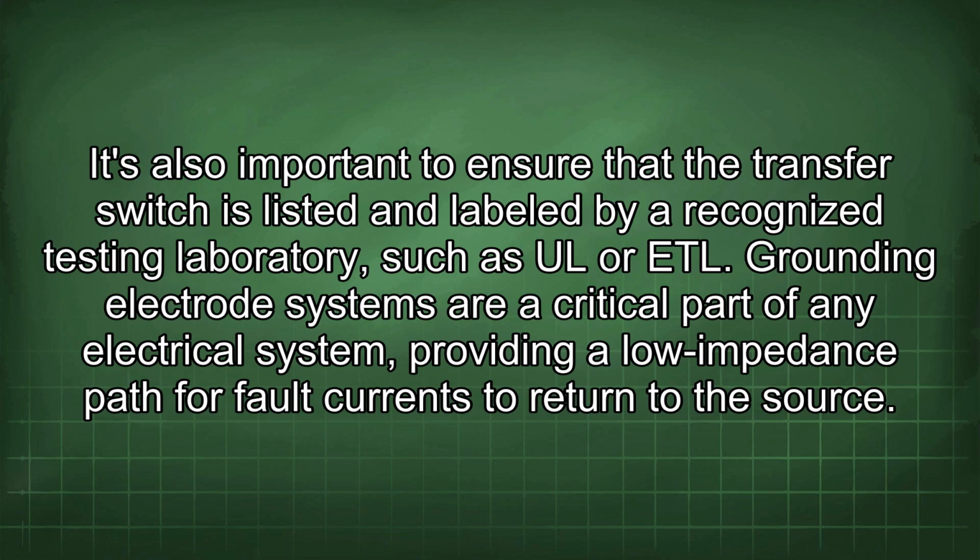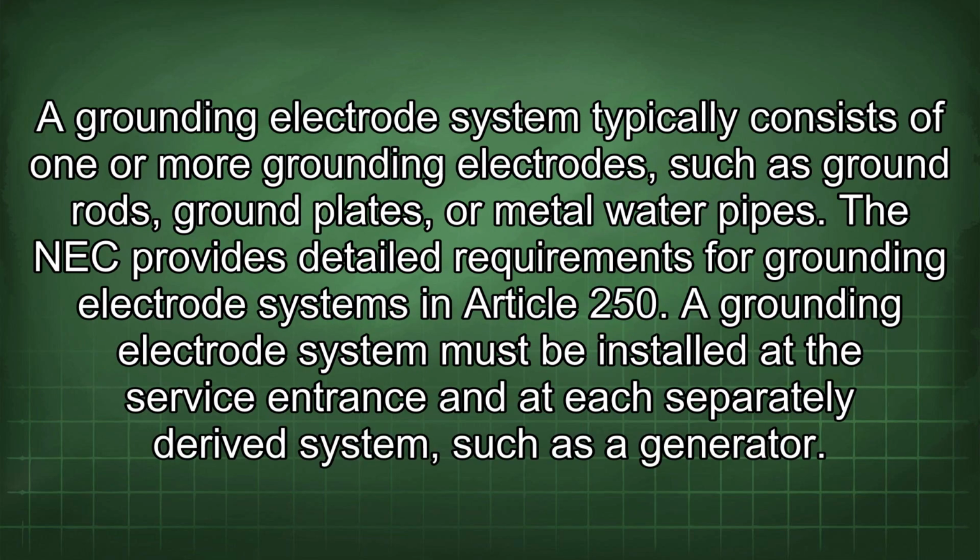UL or ETL. Grounding electrode systems are a critical part of any electrical system, providing a lower impedance path for fault currents to return to the source. A grounding electrode system typically consists of one or more grounding electrodes, such as ground rods, ground plates, or metal water pipes. The NEC provides detailed requirements for grounding electrode systems in Article 250.